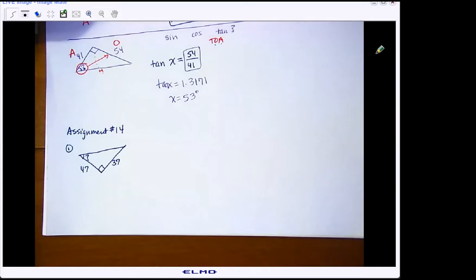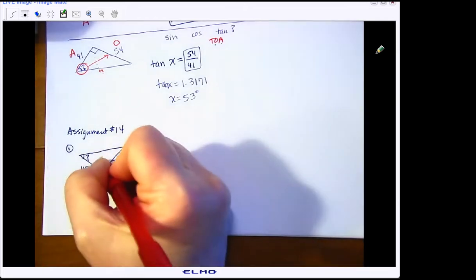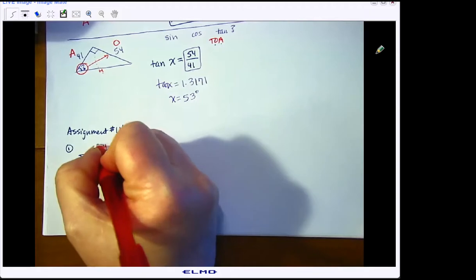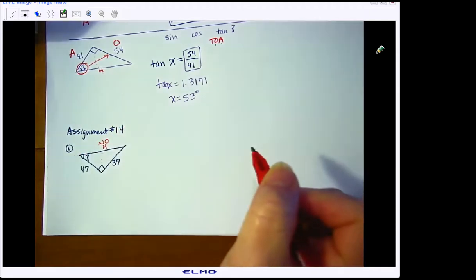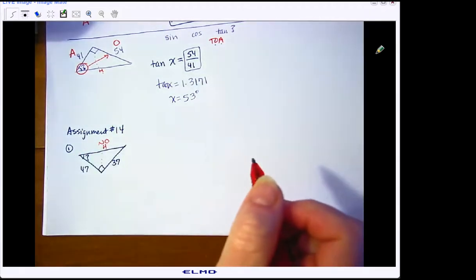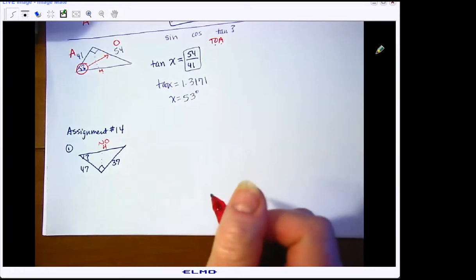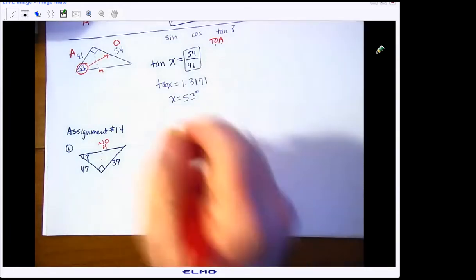Good. So if you see, is it sine, cosine, or tangent? You might even be able to see it without labeling your triangle because of the side that you're not given. Because the side that we're not given is H. We have no H. Anytime you have no H, it's automatically tangent. So we're going to use tangent.